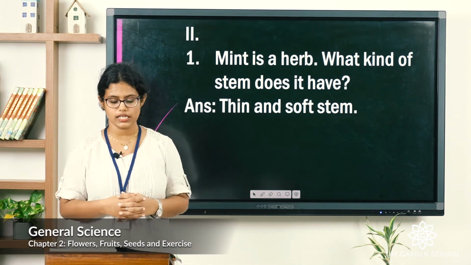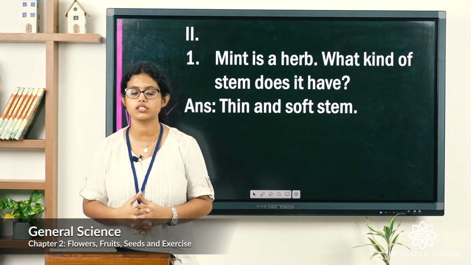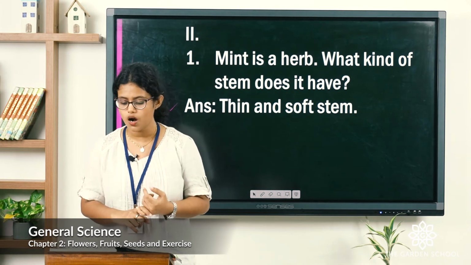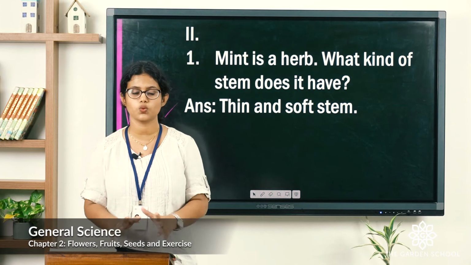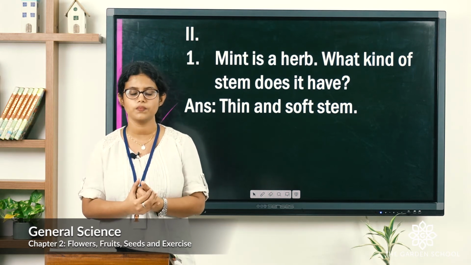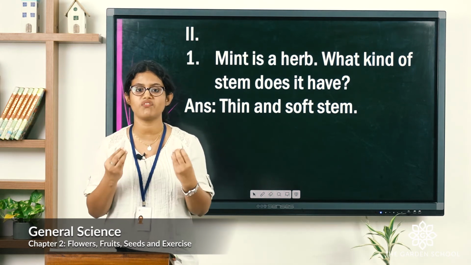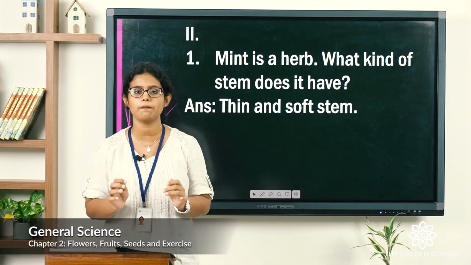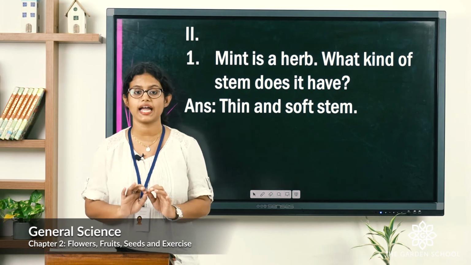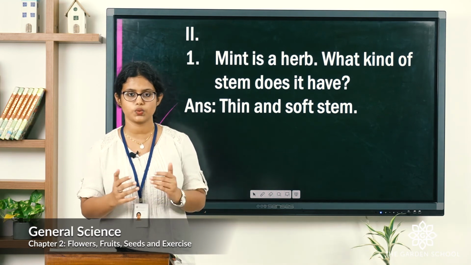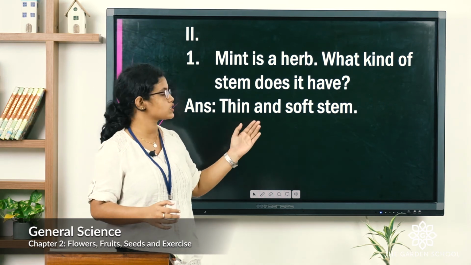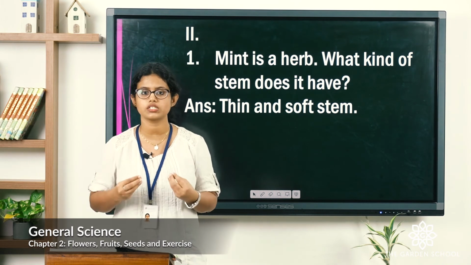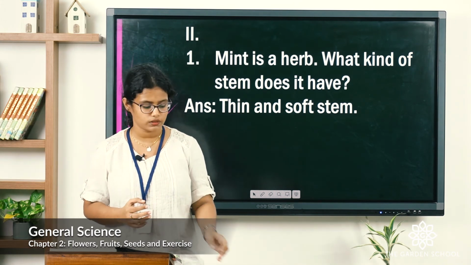Coming to the second exercise, you have two questions and you have to answer the following questions. The first one, mint is a herb. What kind of stem does it have? So while discussing the class, we learned about herbs. What is a herb? The plants which are very small, we call them herbs. And we can easily bend the stem of the herb. Why? Because they have a soft stem. So we can write the answer as thin and soft stem. So what kind of stem does the herb have? Thin and soft stem.